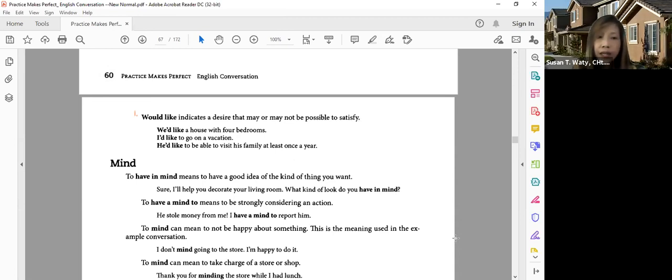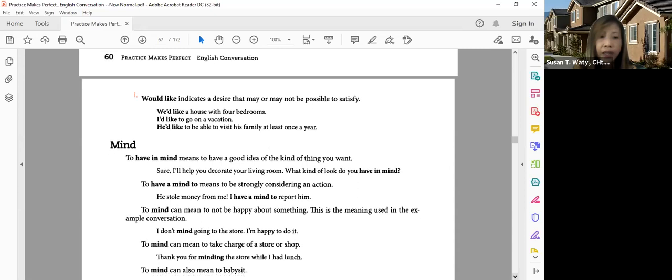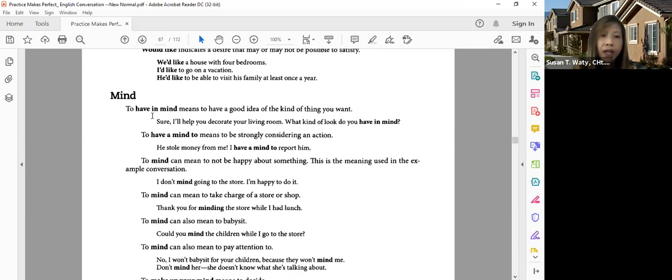Then we have the word mind. We have to have in mind, meaning to have a good idea. So you already have a perception, a vision of what you want. Like, what kind of look do you have in mind? What kind of vision do you already have about the room? Next, to have in mind also means to be strongly considering an action.